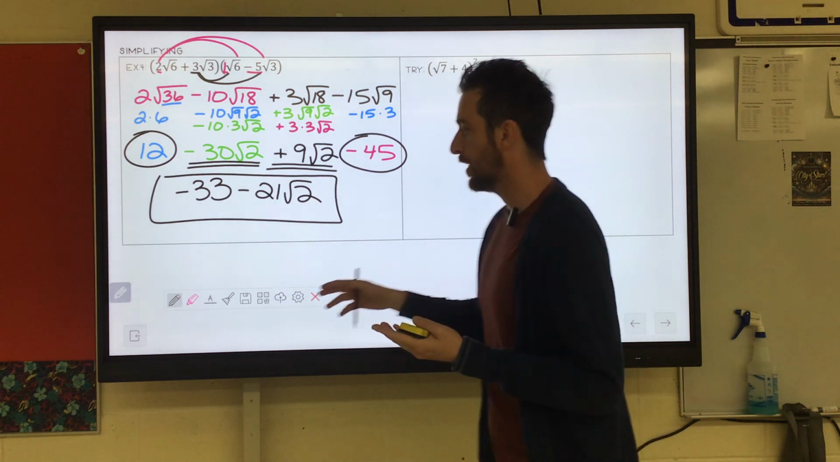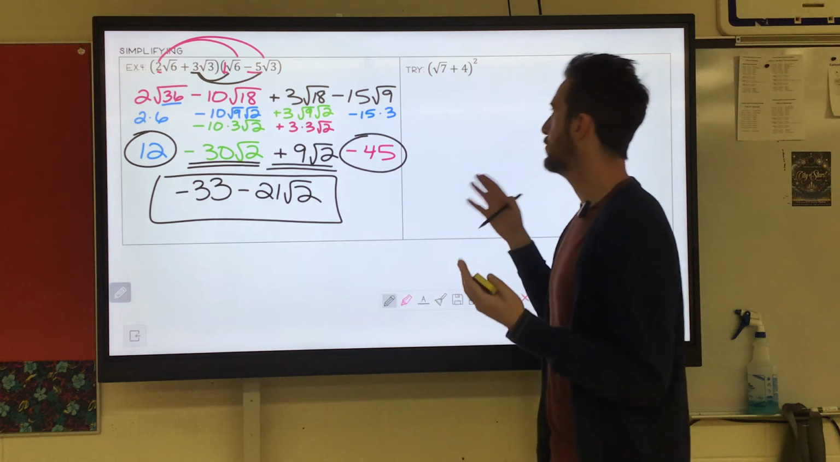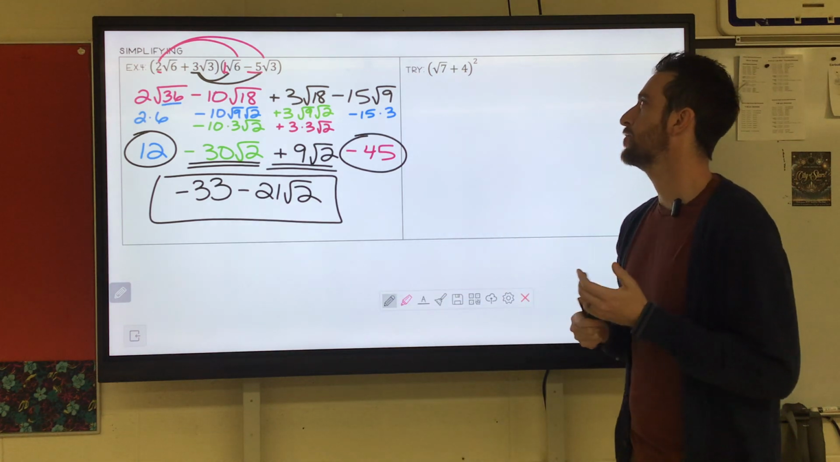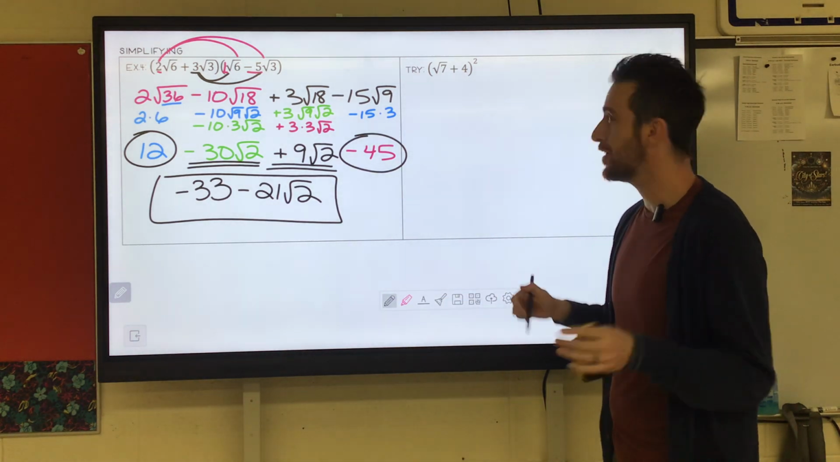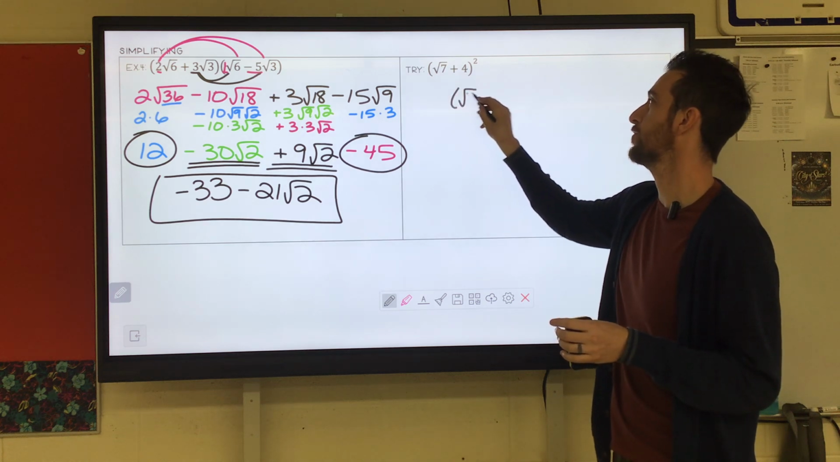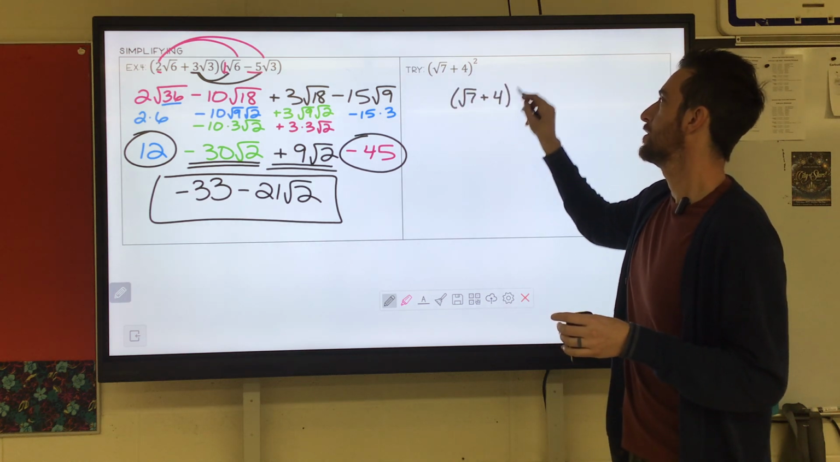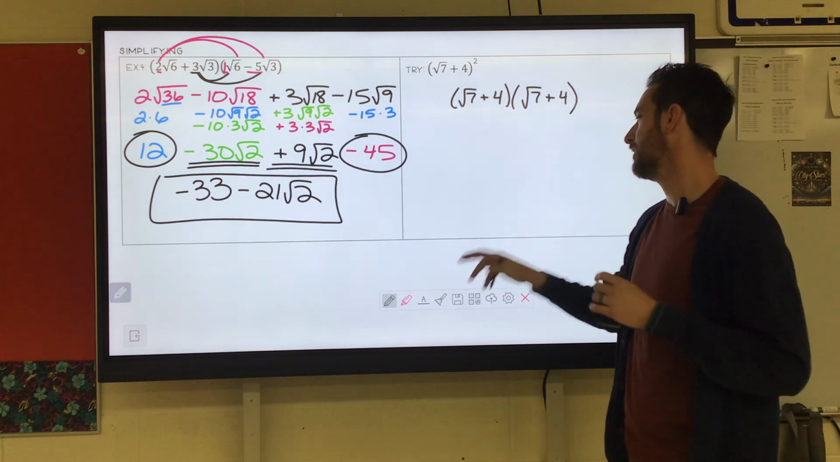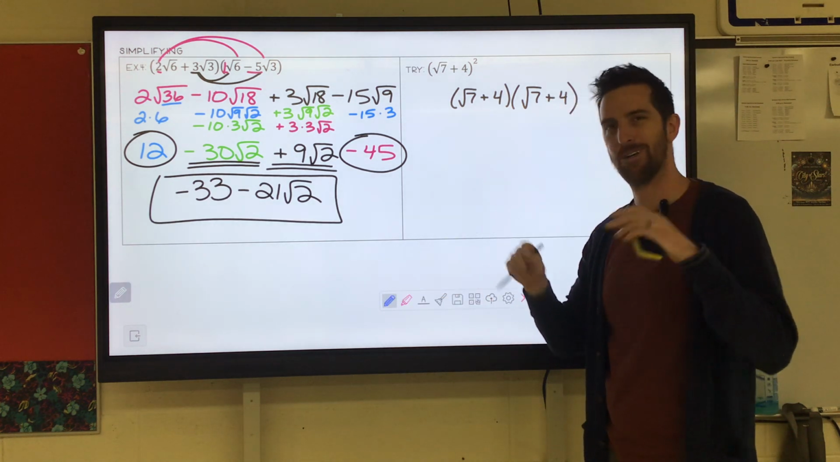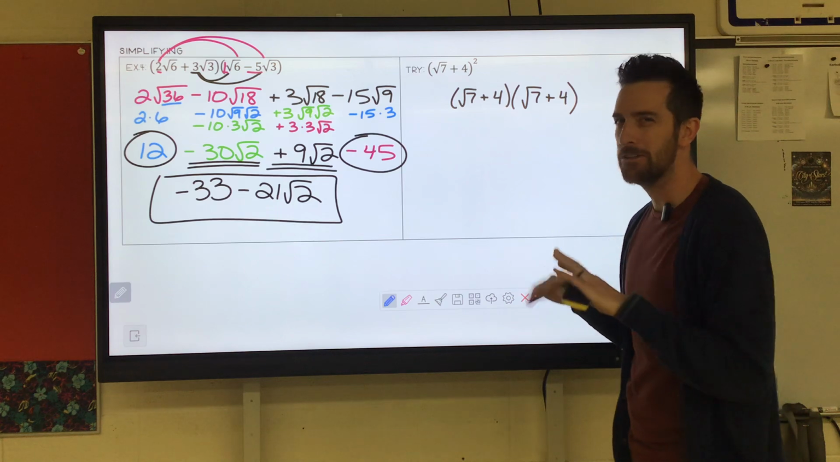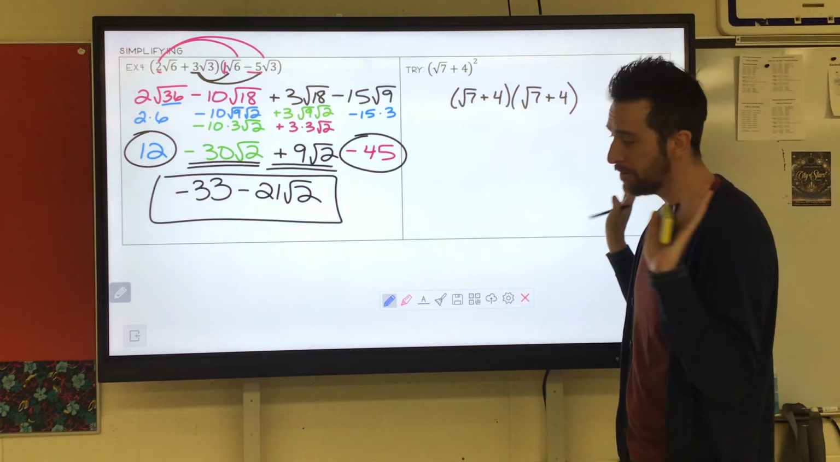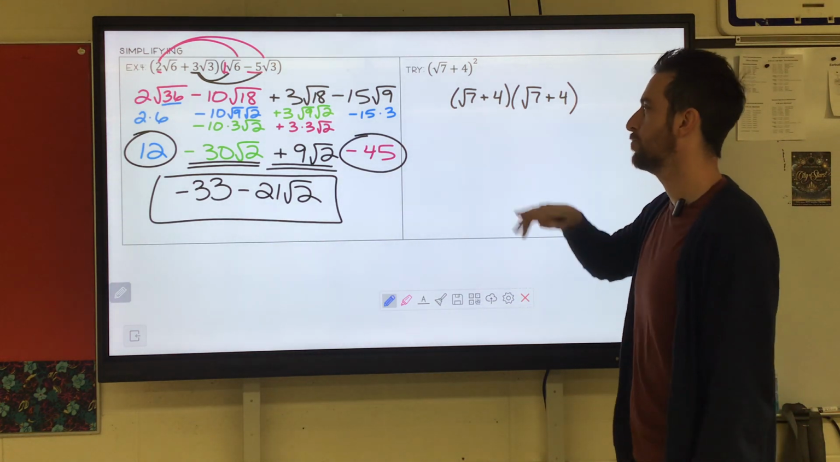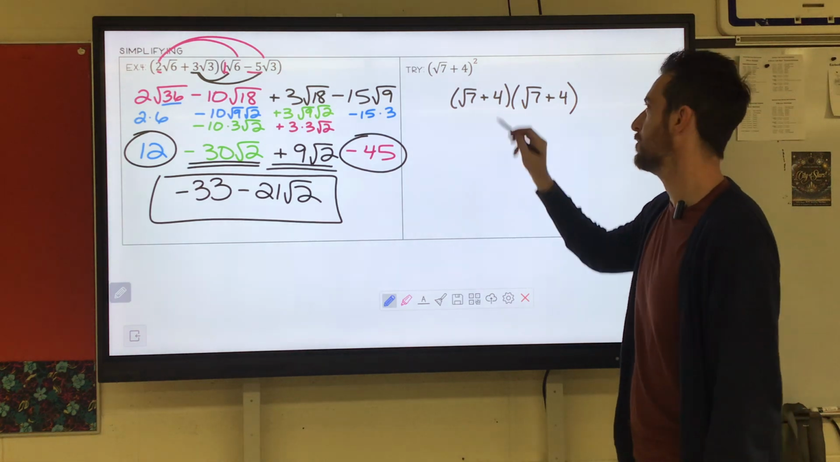There's one for you to try here. It's written as square root of 7 plus 4 squared. Remember, that means the square root of 7 plus 4 times the square root of 7 plus 4. I'd recommend just write it out like that and then FOIL it. There was a shortcut, but it really doesn't save you time, so you'll make less mistakes, IMO, if you do it this way. Pause it, try it out. This is our last example.